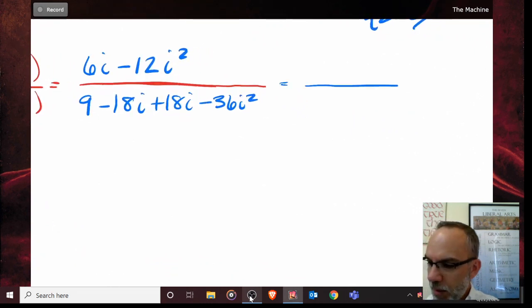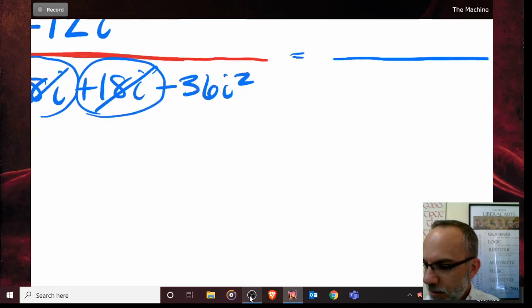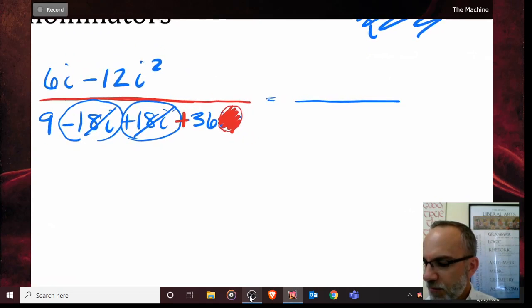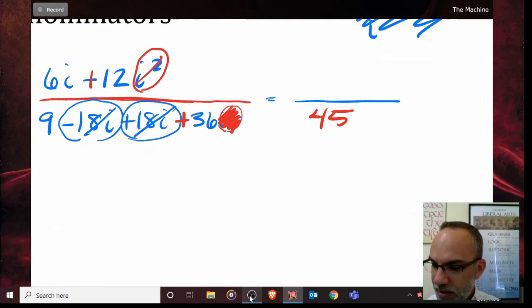Let's clean up the denominator. Do you see that this -18i and this +18i have the same number but opposite signs, and so they cancel each other out and you get 0? Good. But do you also see that this i squared right here can be simplified? What's i squared? -1. Change that sign to a plus and kill the i squared. So really it's 9 plus 36. What's that? 45? Look, the denominator doesn't have an imaginary number at all. It's just 45. Okay? Now, on top, this i squared can cancel, making that a plus.